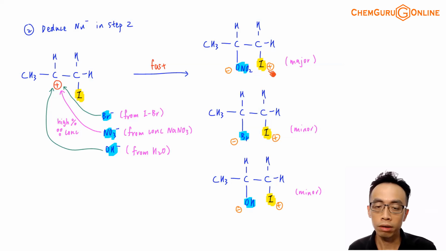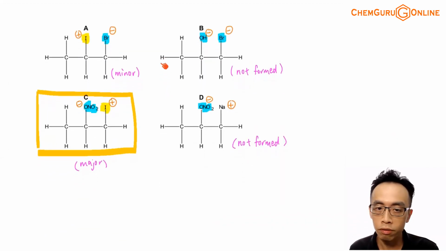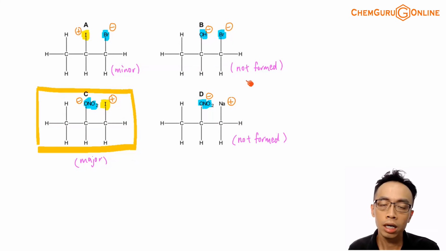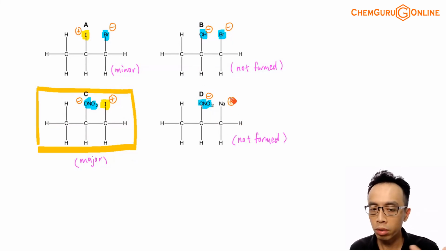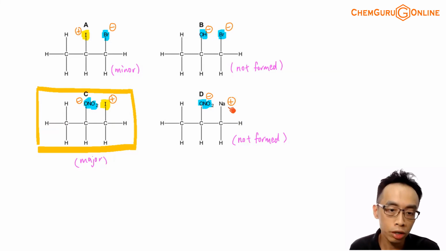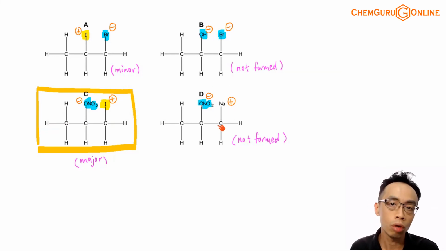The two groups I'm adding to the alkene must be 1 plus and 1 minus. The plus is the electrophile that goes in the first step. The minus is the nucleophile that goes in the second step. So it is not possible for me to form B because it is adding a minus and a minus. This guy is not formed at all. Involving D, this product is also not formed because Na+ is super stable. Na+ will not take part in the reaction. So it is not possible for me to form a carbon-sodium covalent bond. So D is also not formed.